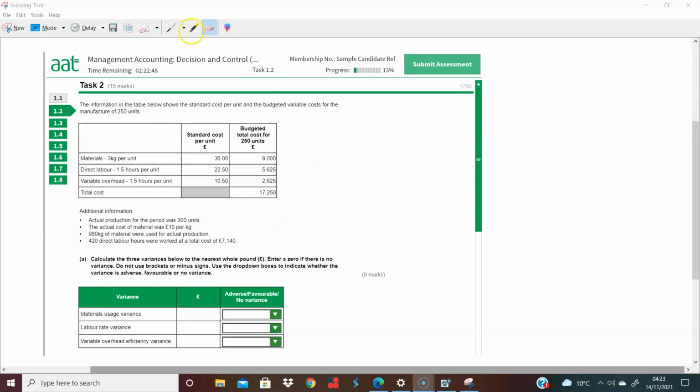Okay, so this is task two. We will do it in two parts. Let's do this, and I'll do this as a sort of teaching video as well. If you notice, I tend to draw these graphs to analyze what's going on. So the first thing is that this is what we're really interested in, the standard cost per unit.